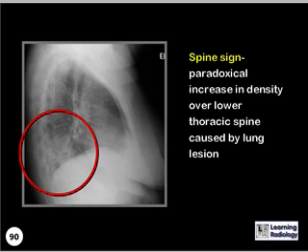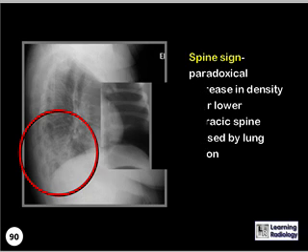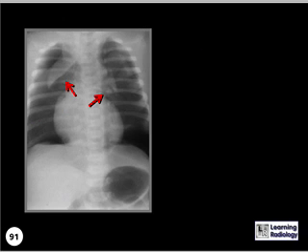This is the spine sign, which is the paradoxical increase in density that is seen over the lower thoracic spine on the lateral view caused by something abnormal in the lung, such as pneumonia in this case. What is this sign called?